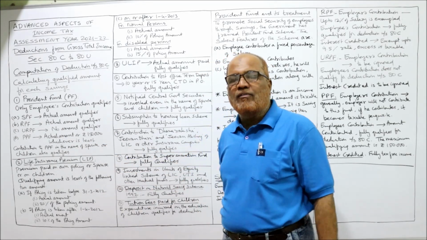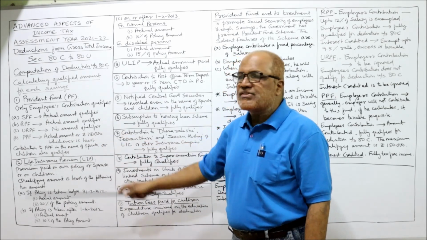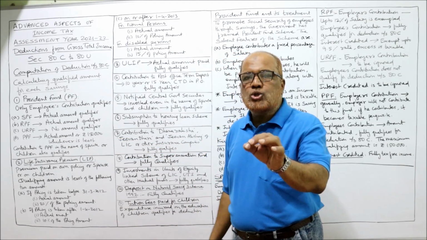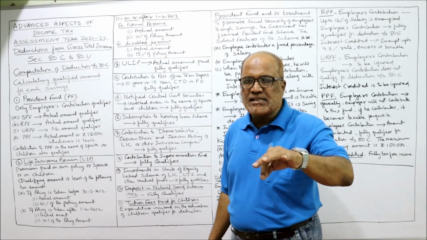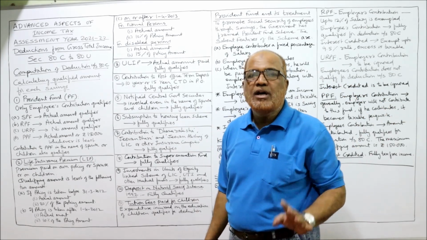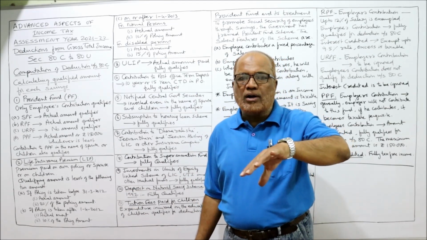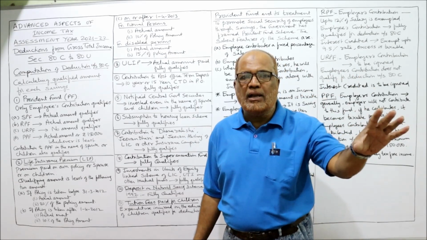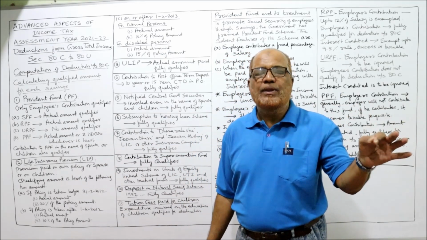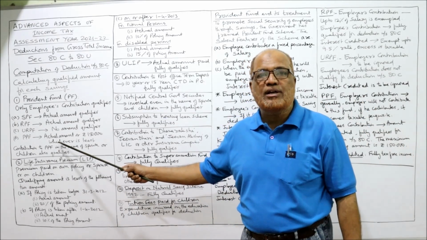Now four types of provident funds are there: SPF, RPF, URPF and PPF. SPF stands for statutory provident fund. In statutory provident fund, the actual amount contributed fully qualifies for deduction under section 80C. RPF, recognized provident fund: if an assessee contributes to RPF, it fully qualifies for deduction under section 80C. URPF, unrecognized provident fund: if the assessee contributes to URPF, it will not qualify for deduction under section 80C.